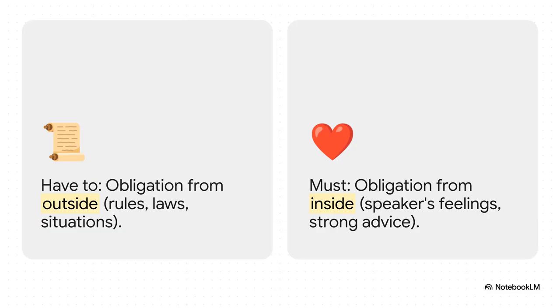So let's put it all on one screen. This is the heart of it. Have to is for outside forces, like a traffic law. Must is for inside forces, like feeling that you really need to call your mom. If you can just remember outside versus inside, you have basically cracked the code.